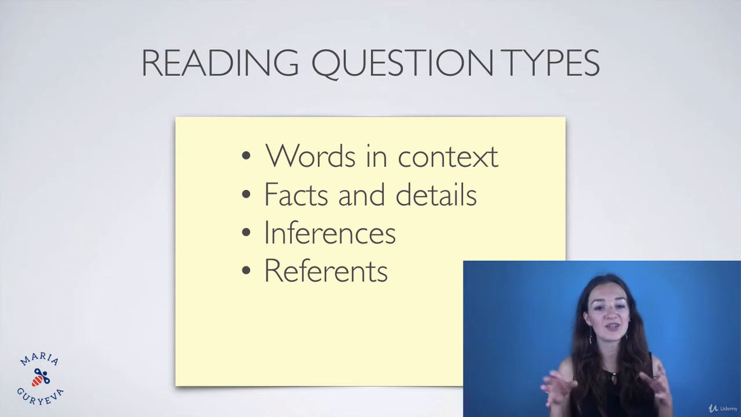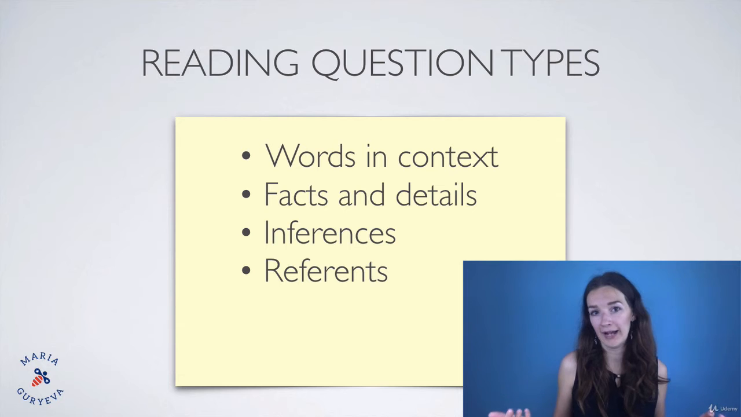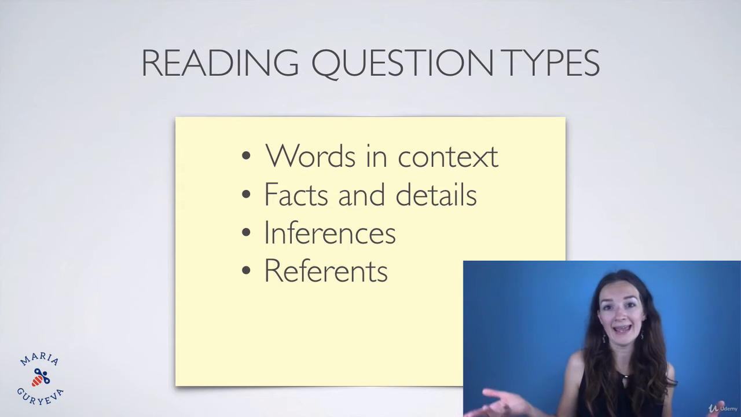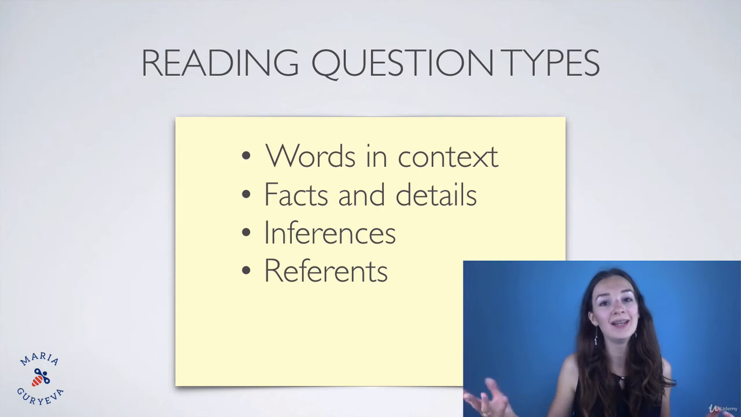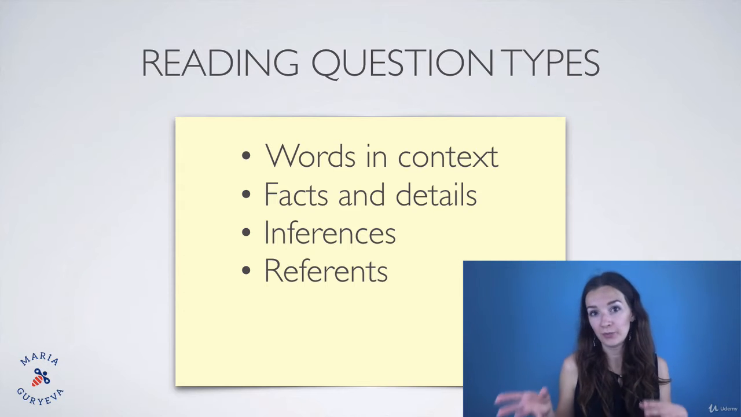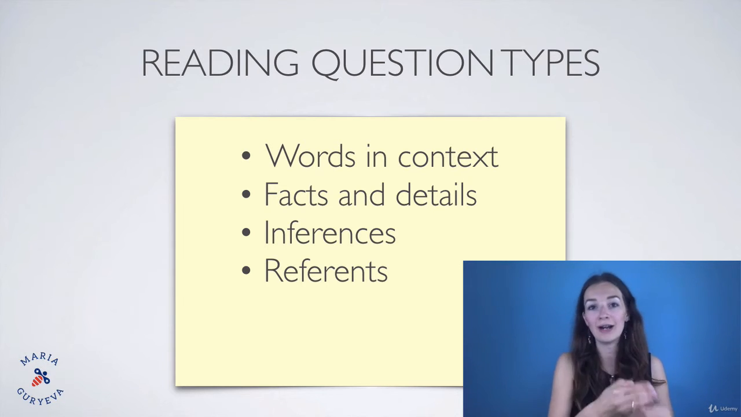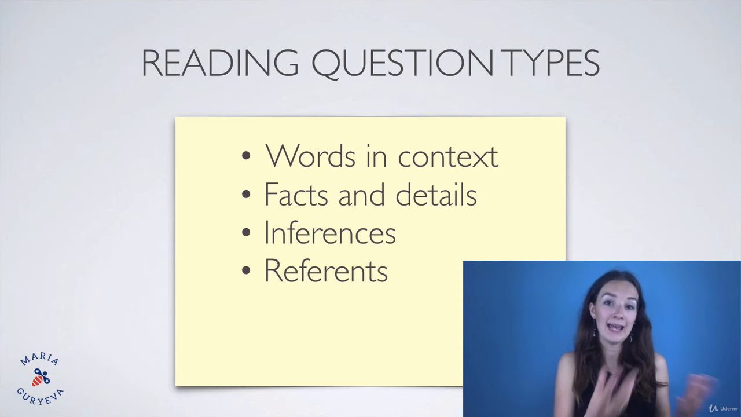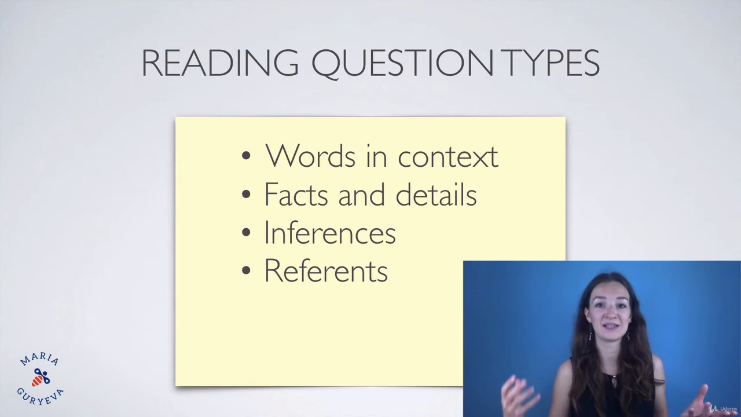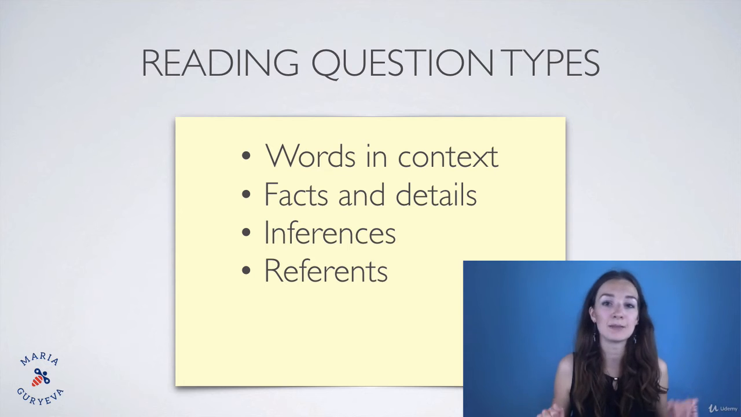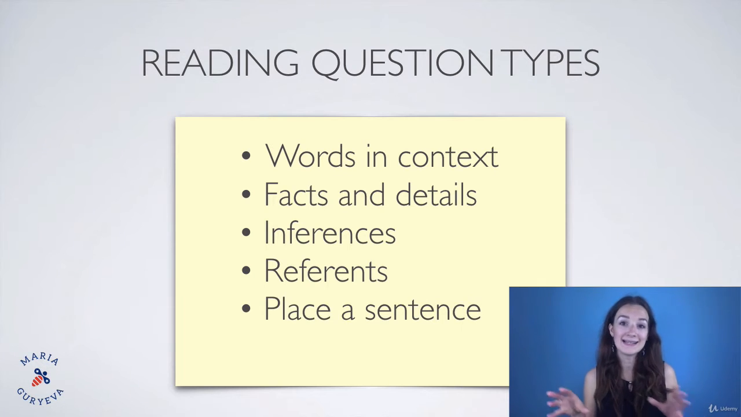The next one is reference. This is when we have a pronoun, for example, they or it or she, and then we need to find out which word is replaced by this pronoun. So we have 4 answer choices. We need to pick a noun which was replaced by this specific pronoun. So it's pretty easy. Place a sentence.